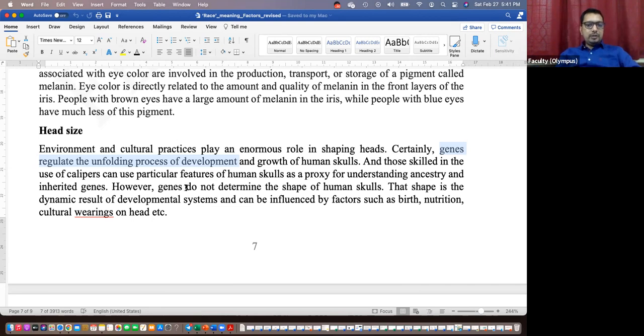Our head shape seems to be determined by dynamics of developmental systems and influenced by factors such as our birth, nutrition, cultural wearings, etc. So many components. In the early stages of life, if you have any cultural wearings, it wouldn't let the head take up a different shape from what was determined by its genes. And when a child is born, depending on what strain the head has experienced in the process of birth, the shape of the head is determined by that.